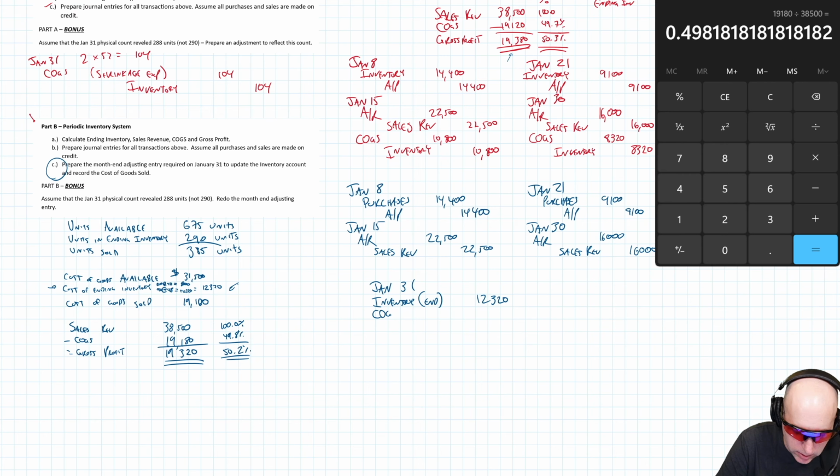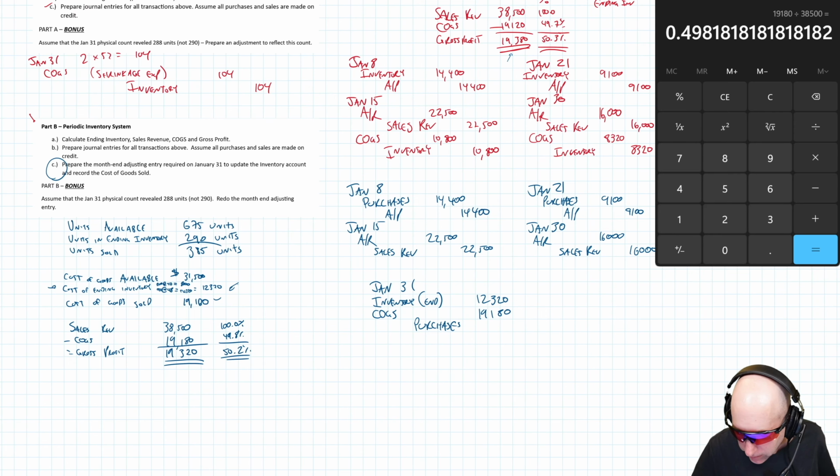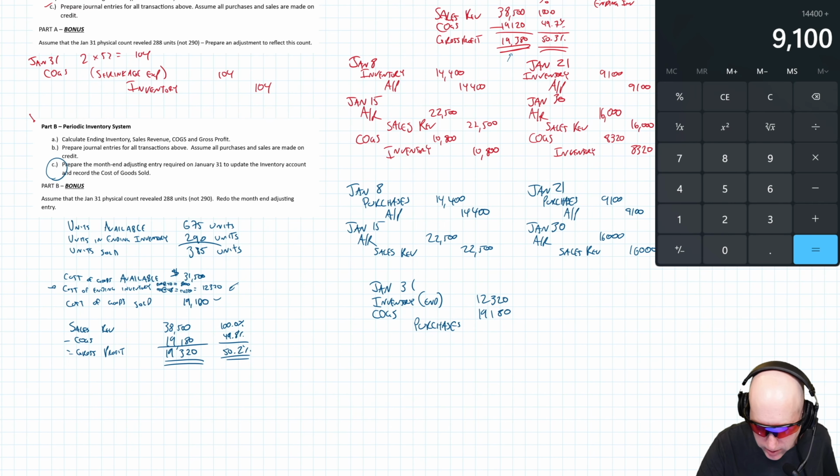I debit cost of goods sold for the amount of the COGS, 19,180. My writing's messy. It's 19,180. I credit purchases. This purchases account is just a temporary account. It's meant to be cleared out, so let's clear it out. 14,400 plus 9,100, right? My two purchases equals 23,500.